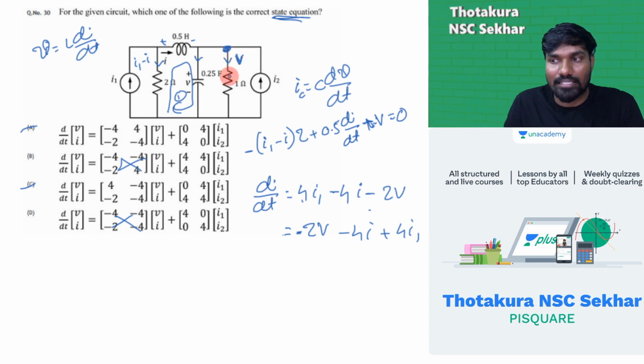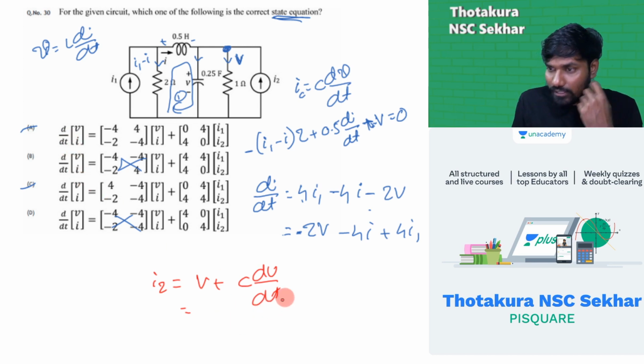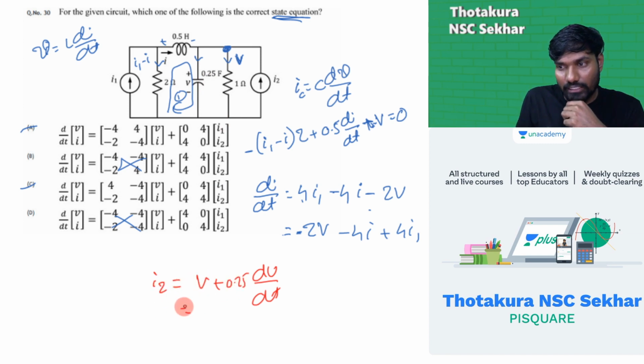So if I apply KCL, I take these two leaving, this one entering. So I2 is equal to V plus IC. The IC value is C dV by dt. Instead of writing IC, let's put C dV by dt because I want it in the dV by dt form. C value is 0.25. I2 is equal to V, that's fine.